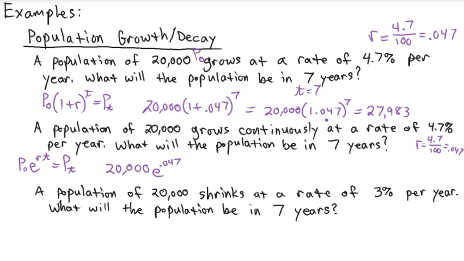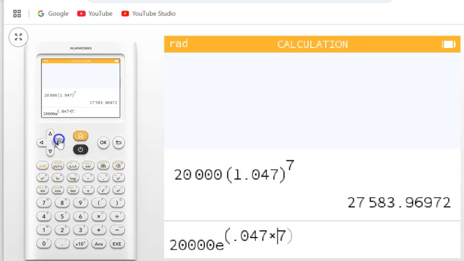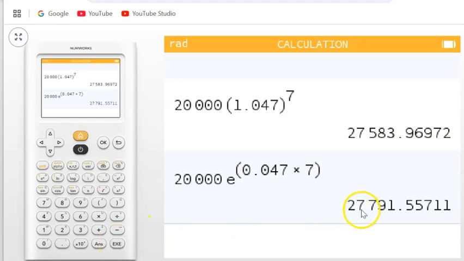Notice we do not do 1 plus here. We just put the 0.047 in the exponent, and then our t again is 7 years. It's all the same information, so to the power of 7. Now we can just key this in the calculator: 20,000 e to the power of 0.047 times 7. In some calculators you'll probably have to put in parentheses around this, and I recommend putting those parentheses in. Execute.